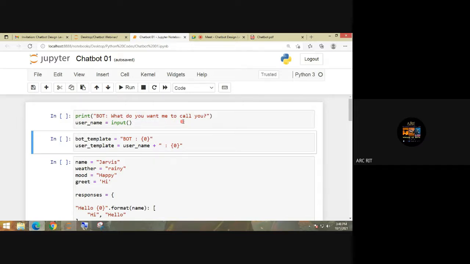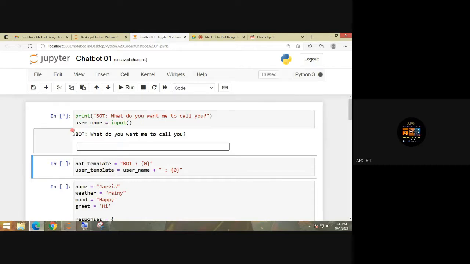So the first thing is that I'm printing bot, and I'm saying, what do you want me to call you? So this means the chatbot is asking me, what do you want me to call you? And then the user, that is me, will input my response. So let's run this and see how this takes place. Now the bot will ask me. This is the user screen that you will see. This is the backend part. Now the client will not see this. The client will see this if I'm opening my website, then the chatbot will come here and show, okay, what do you want me to call you? And I will write, call me, or whatever you want the bot to call you.